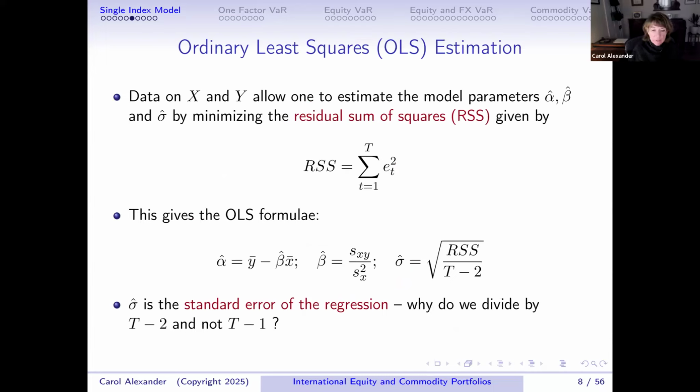So that's why we divide by t minus 2, not t minus k. And in general, if you've got k betas, k explanatory variables, then you would take off k plus 1, 1 for the constant as well.